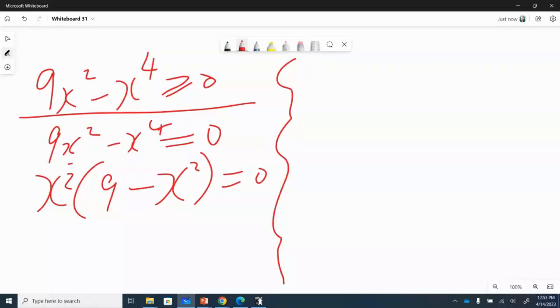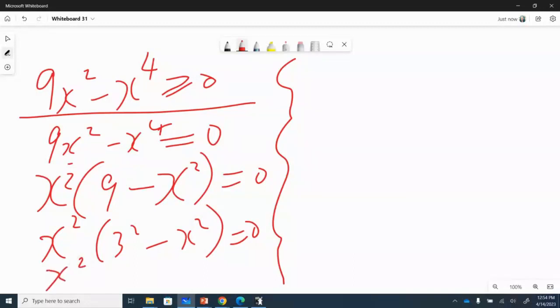Again, I have difference of 2 squares. So I can rewrite this equation into 3 squared minus x squared equal to 0. So I can write it in factored form, x squared times (3 minus x)(3 plus x) equal to 0. By zero product property, I want to list all the zeros. Remember, it's a 4th-degree polynomial, so I'm expecting 4 zeros, which is the same as 4 x-intercepts or 4 solutions.